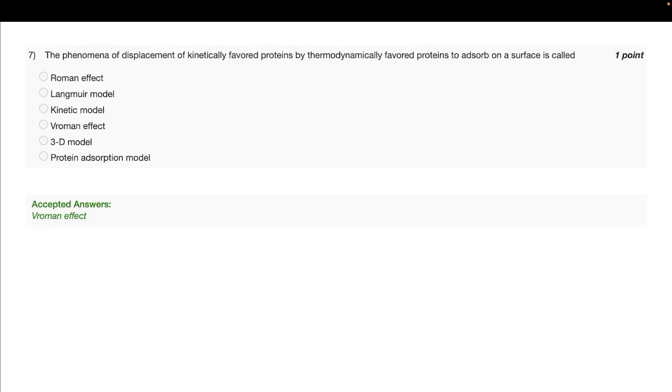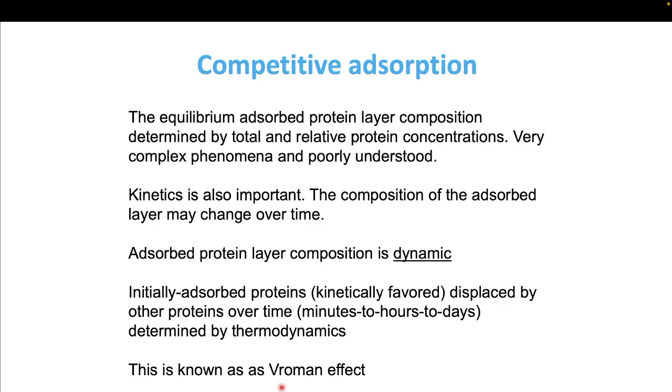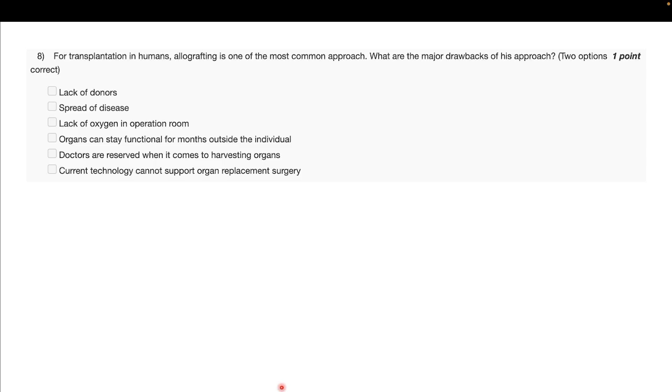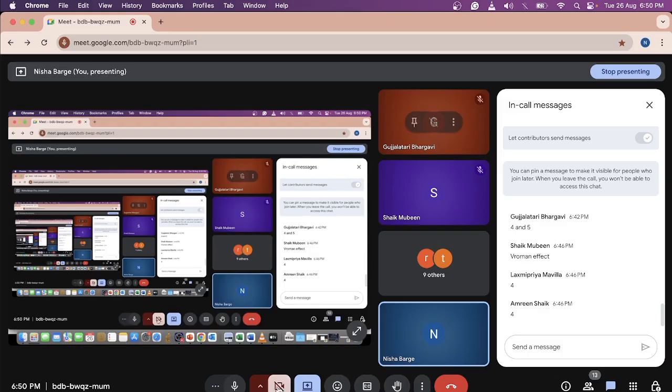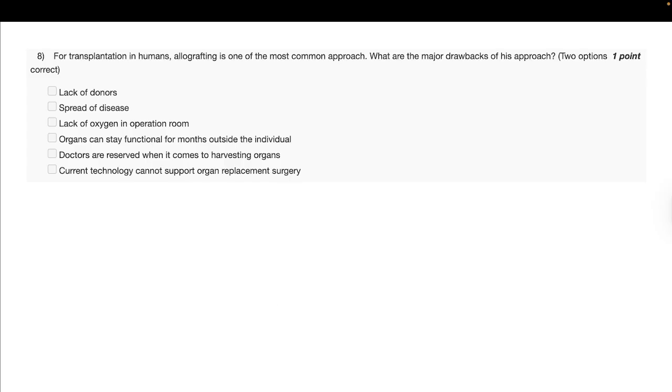Okay, let's look at the next question then. For transplantation in humans, allografting is one of the most common approaches. What are the major drawbacks of this approach? Again, we have to choose two options. I'll give you some time to go through the question as well as the options. If anybody knows the answer, please let me know.